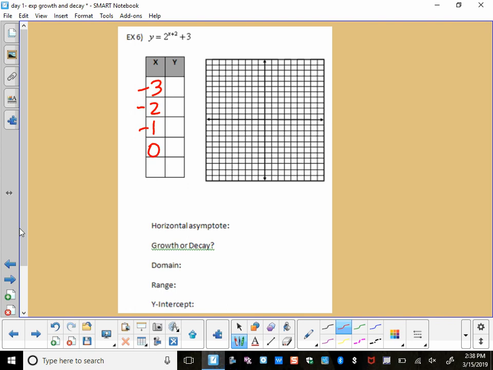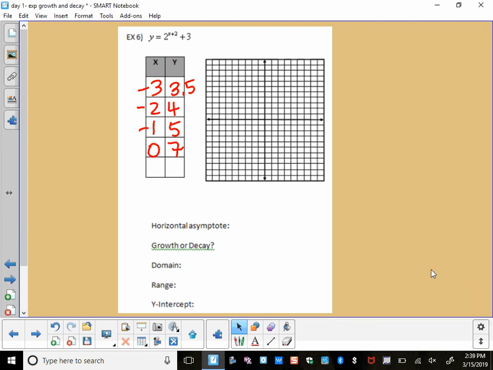Anyone have the y value for negative 3? Negative 3. 3.5. You should get 3.5. What about for negative 2? And negative 1? And 0. Did everyone get these points? No? Somehow I guess I need to go over that.